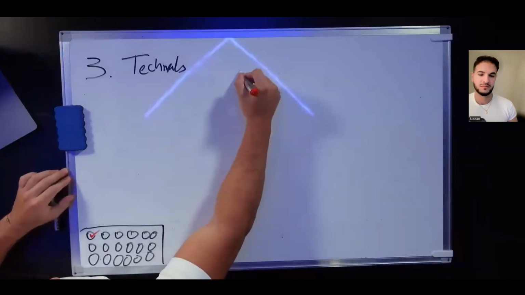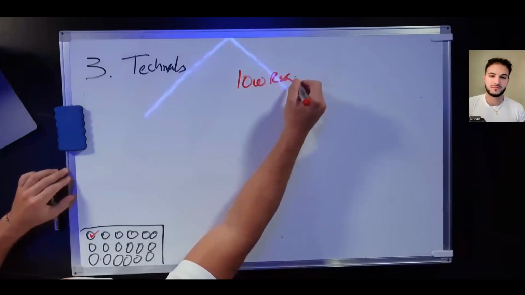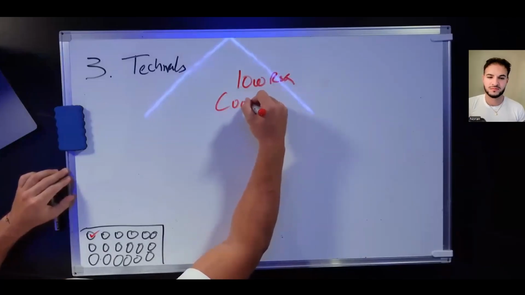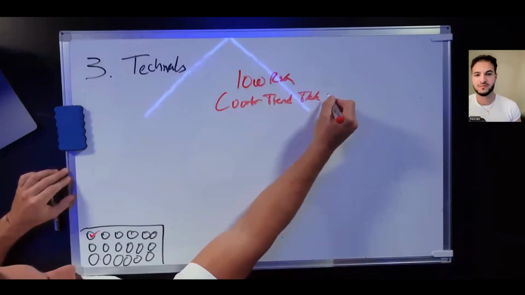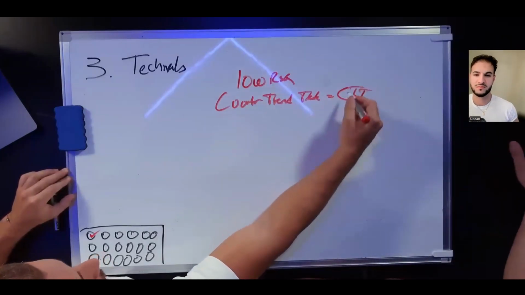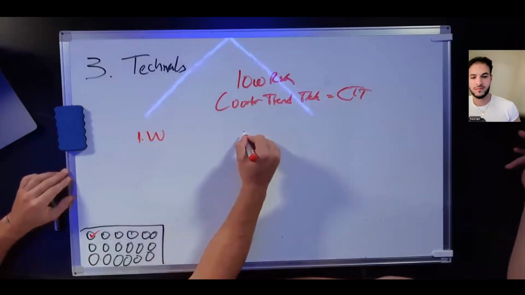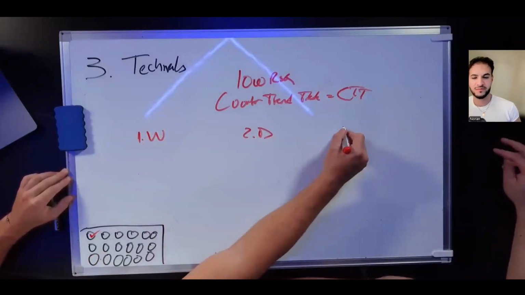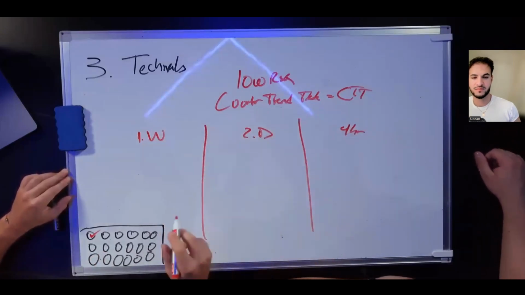Now, let me identify to you a high risk trade, which is technically a low reward trade. Now we have a low risk trade, which is also equivalent to a counter trend trade, also known as a CTT, counter trend trade. Same thing. It will always consist of the weekly, the daily, and the 4-hour. So you have weekly, daily, and then the 4-hour.